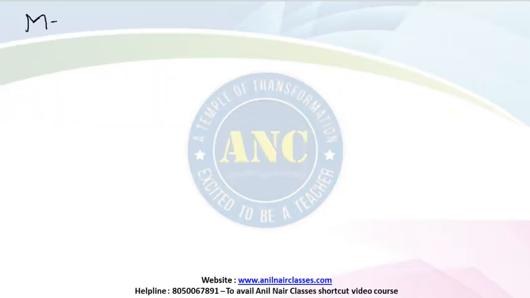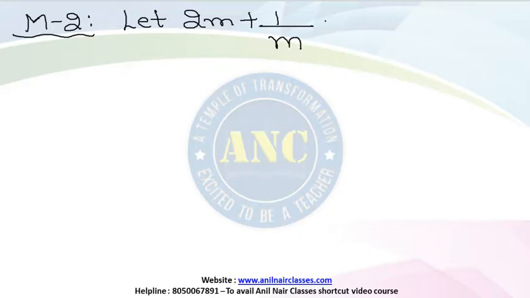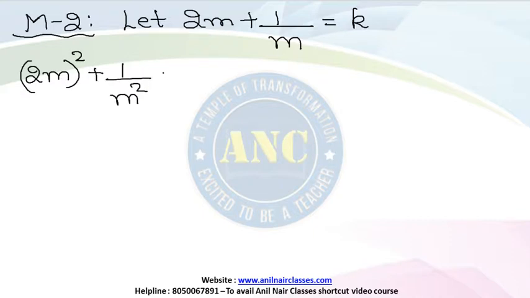Now how can I find the k value in another methodology? That means 2m plus 1 by m value I require. Now see here, you need to get 2m plus 1 by m so that you will solve the given question. Now what I will do is I will call that 2m plus 1 by m value, whatever I require, as k. Now can I say from this that if 2m plus 1 by m is k, then 2m whole square plus 1 by m whole square is nothing but equal to k square minus 2.